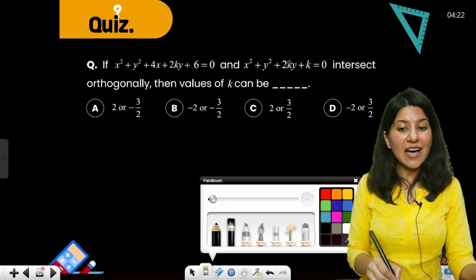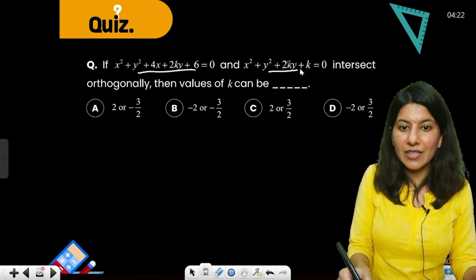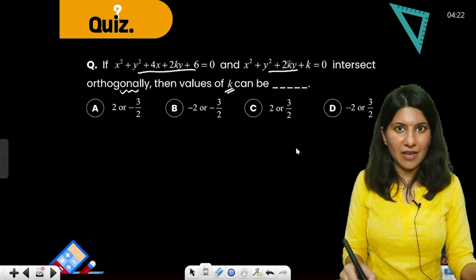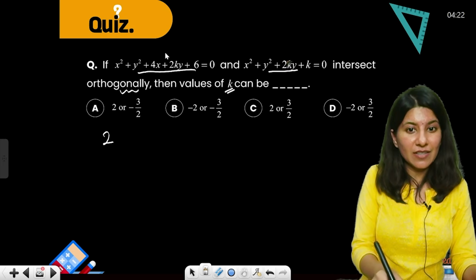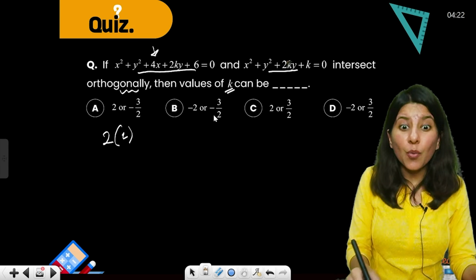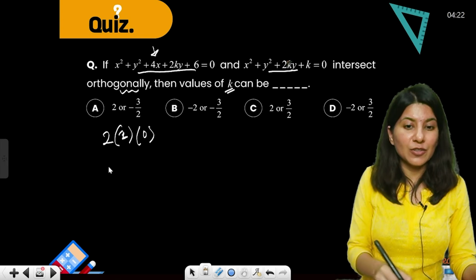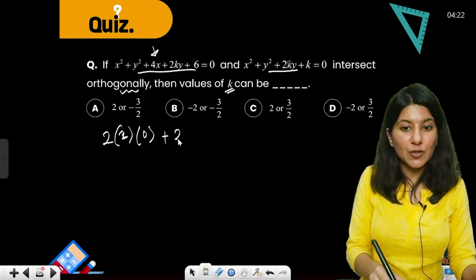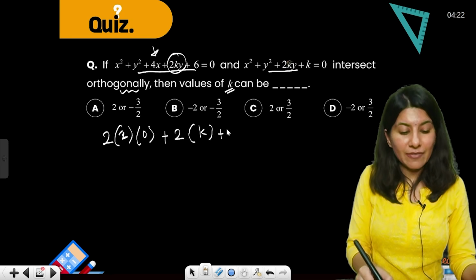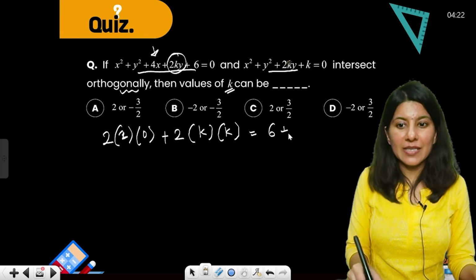Okay. Now the last question of the day, which is talking about, again, two circles that are given and it is given that they intersect orthogonally. We need to figure out the value of k. Again, same condition, 2 times g1g2. So g1 is 2. g2 is 0, because the coefficient of x is not given. 2g1g2 plus 2f1f2. From here, f1 is k and f2 is also k. Is equal to c1 plus c2.